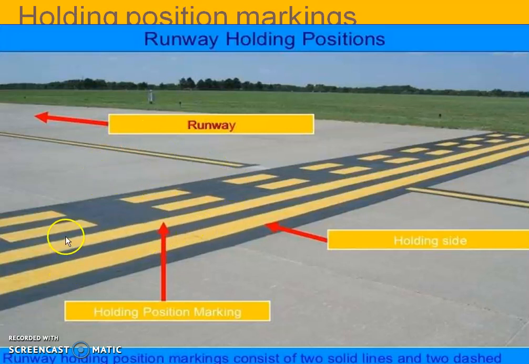So this is the holding position. The holding position marking is here, and this is the holding side. So two continuous lines are here. This is the holding side. The other side is not the holding side, but this is the holding position. Beyond this, it should not move.